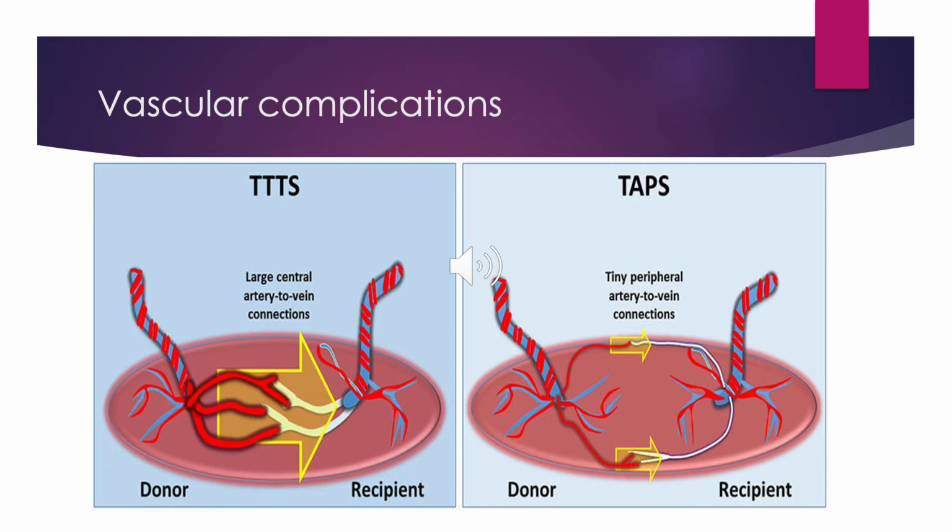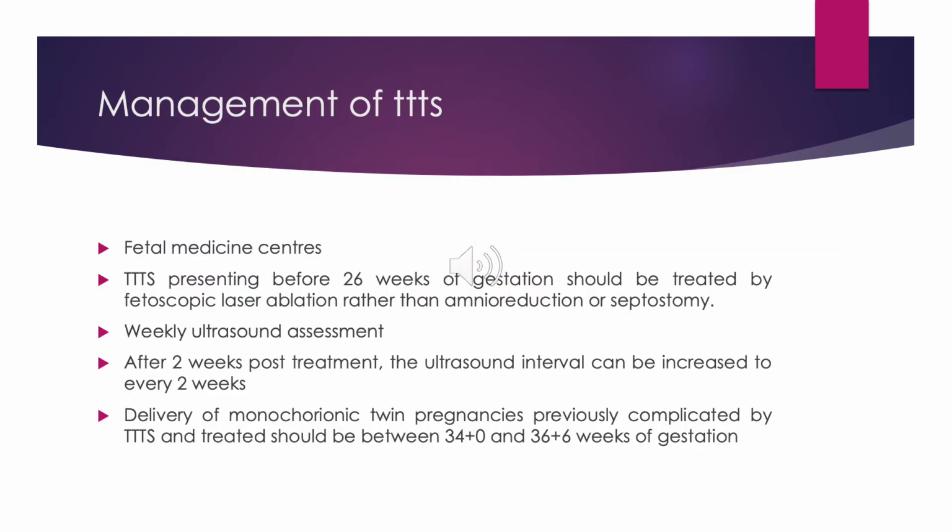And the other is twin anemia polycythemia sequence, in which there is a tiny peripheral artery to vein connection. So one twin is a donor who is anemic, while the other twin is a recipient who is polycythemic, and this will be reflected in the middle cerebral artery peak systolic velocity, without affecting the amniotic fluid volume in either twin. Management of twin-twin transfusion syndrome.